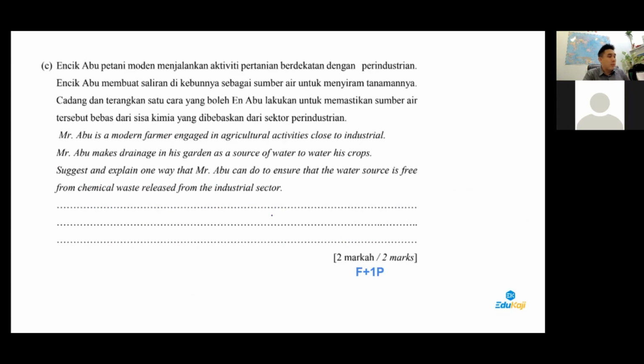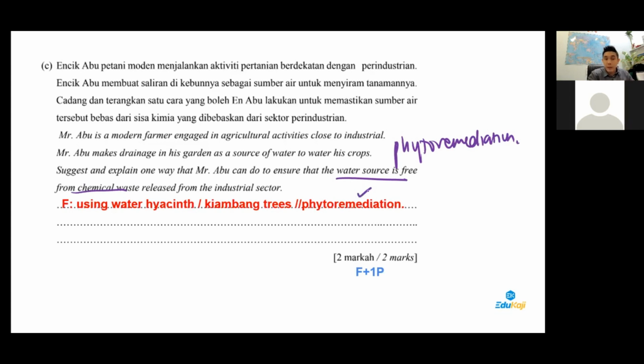Okay, Mr. Abu is a modern farmer engaged in agricultural activities. He makes drainage in his garden as a source of water for his plants. Suggest one way so that the water source is free from chemical waste. Guys, can you please highlight this? Water source is free from chemical waste means phytoremediation. Okay, you get 1 mark if you mention phytoremediation.